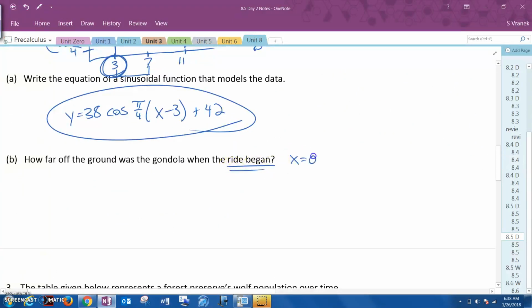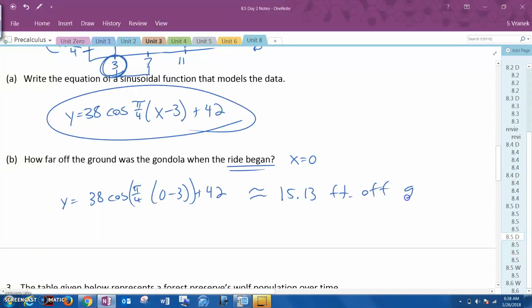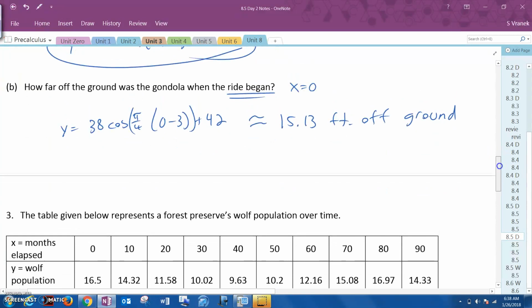Then it says, how far off the ground was the gondola when the ride began? So it's saying when x equals 0, where was the gondola? Again, we're going to use our model and put a 0 in instead of an x, and make sure that this is all in parentheses for the cosine. When you type that in, you find out that when the ride actually began, you were 15.13 feet off the ground. That's because with Ferris wheels, they load everyone. So you might have been on one of the cars off to the side, and then when they finally started the ride where everyone was going around, you were up there.